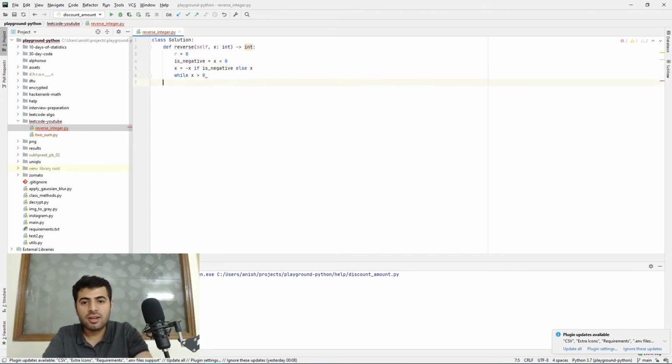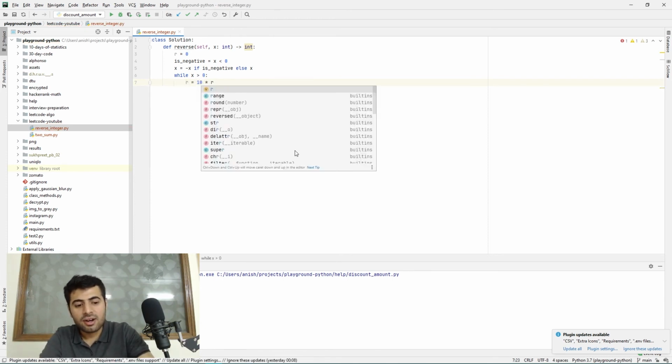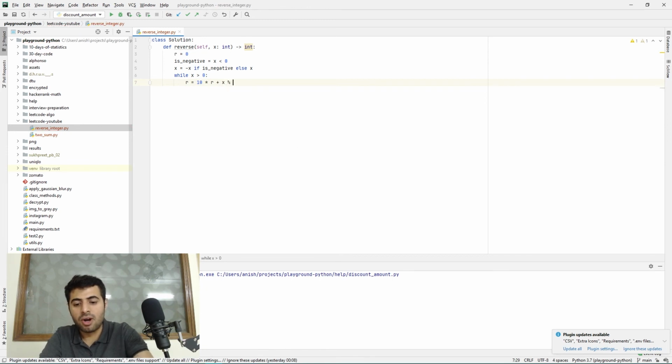Now we will iterate for as long as x is greater than 0. So we will keep on taking out last digits. We will say that the new result, so let us say r new, is equal to, okay, this is Python. In Python, the 32-bit overflow will never happen. So we can directly compute the result. We can directly say that the result is equal to 10 times r plus x mod 10. X mod 10 will give me the last digit of any number x. So I'm just taking the last digit by doing the modulus operator 10.